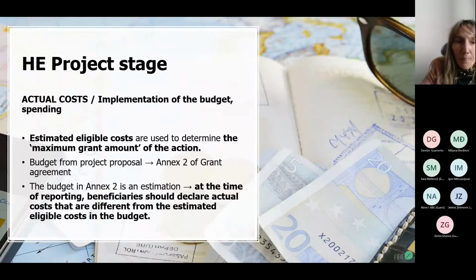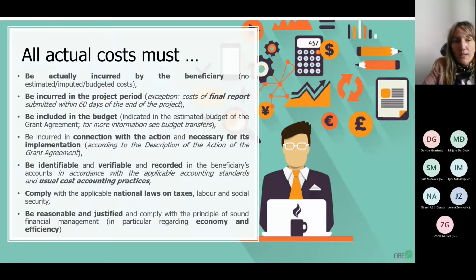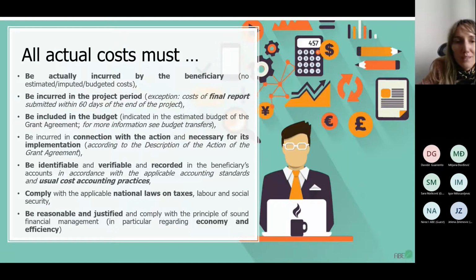in the budget. There are some rules here as well. I will just read these rules because they are rules, so they cannot be interpreted differently. First of all, these actual costs must be incurred by the beneficiary. It's logical. They must be incurred during the project period. The only exception is the final report, which is submitted 60 days after the end of the project. So that's why it's an exception. The third one is that this cost must be included in the budget, indicated in the grant agreement.